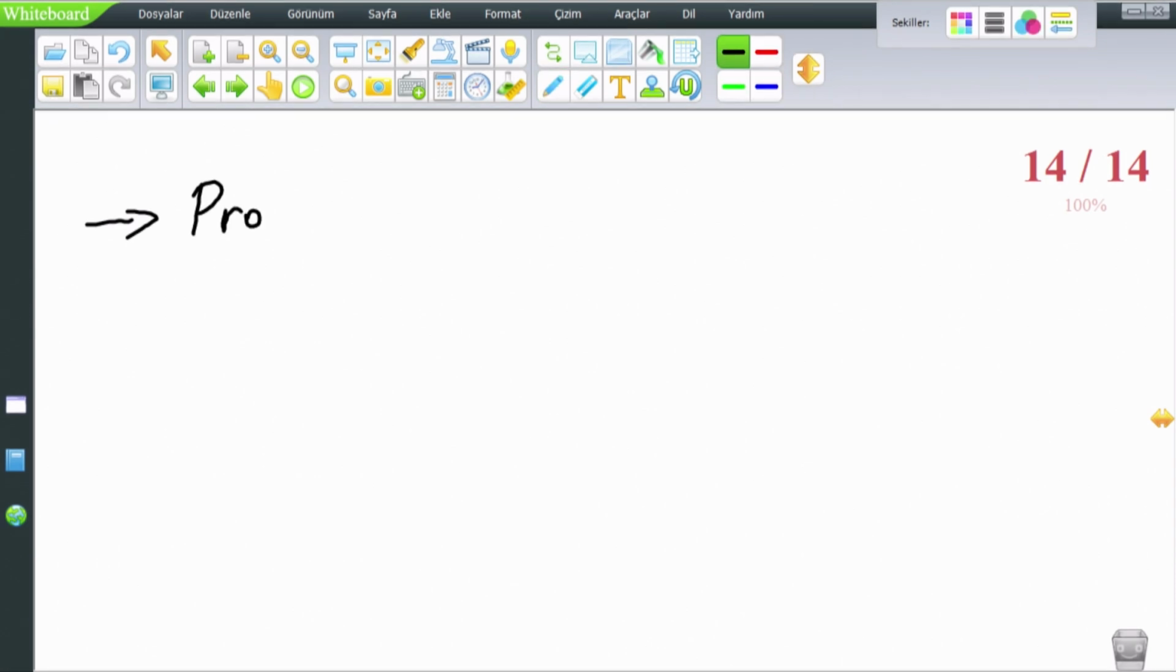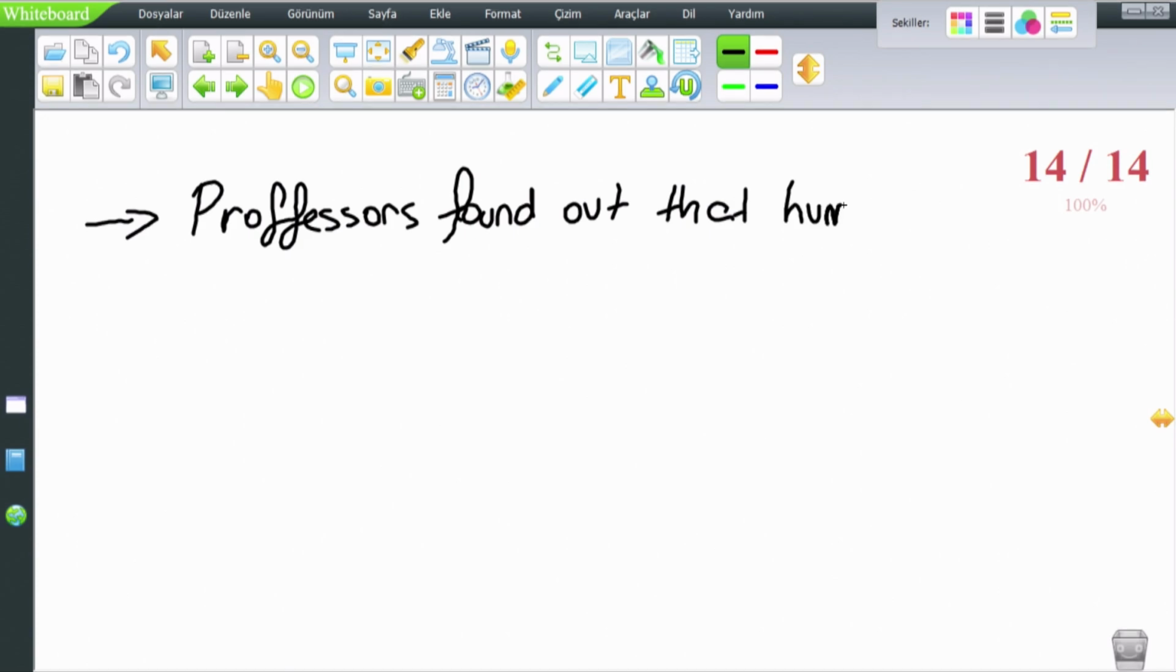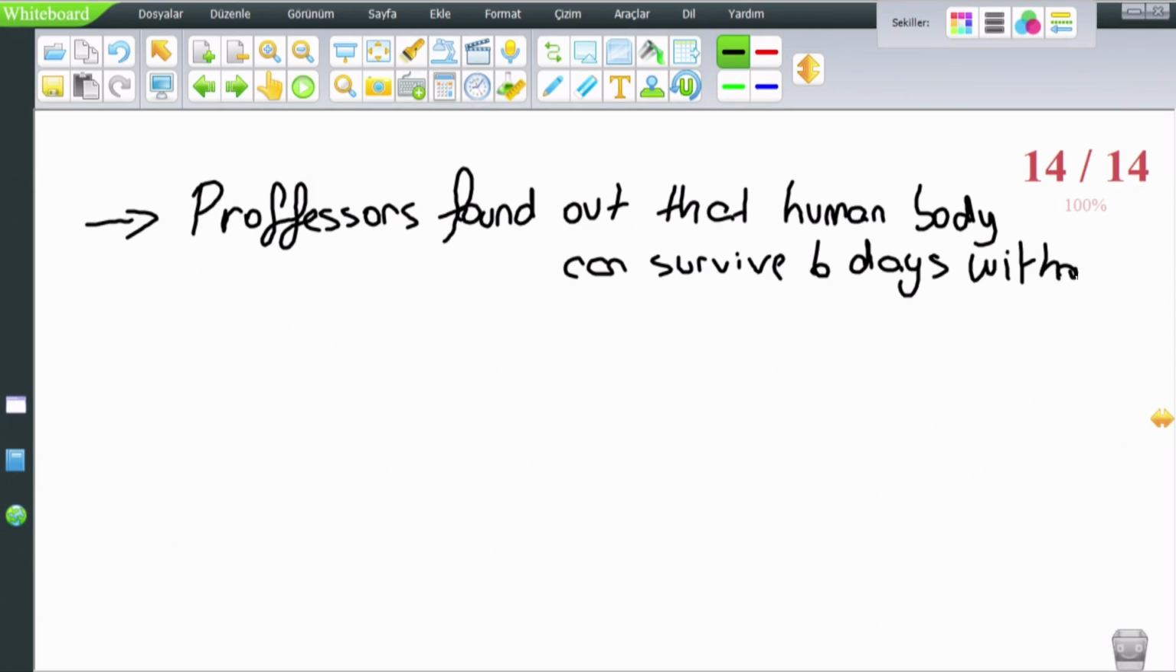Professors found out that the human body can survive 6 days without food. Look at this one. Again, a similar example to the one that we talked about. Our object starts with that.